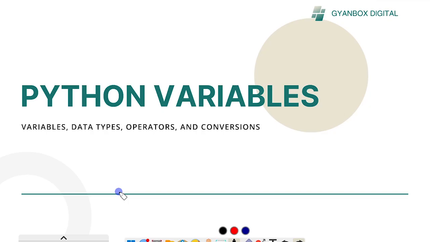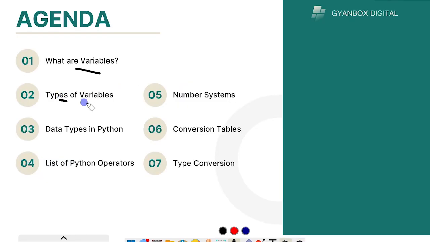Welcome to the Python Variables chapter. In this chapter, we are going to learn about what variables are, what the different types of variables are, data types, and different operators in Python, number systems, conversion tables, and type conversions. So let us begin here.